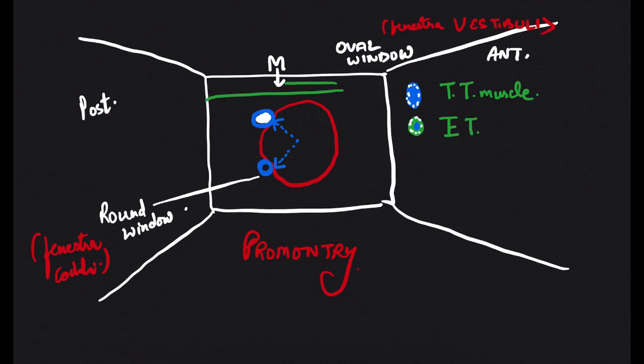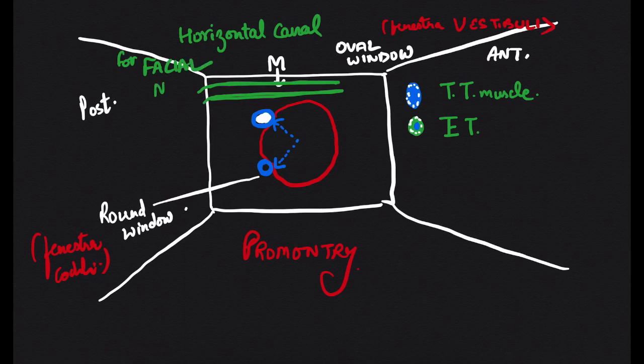Now if you see above the promontory, there is a horizontal bony canal. It is exactly horizontal. This horizontal bony canal houses the facial nerve. Which segment? The horizontal segment. So there is a horizontal bony canal for the facial nerve which runs above the promontory on the medial wall of the middle ear. So the structures which we have seen till now are the promontory, the round window, the oval window, and the horizontal part of the facial nerve.